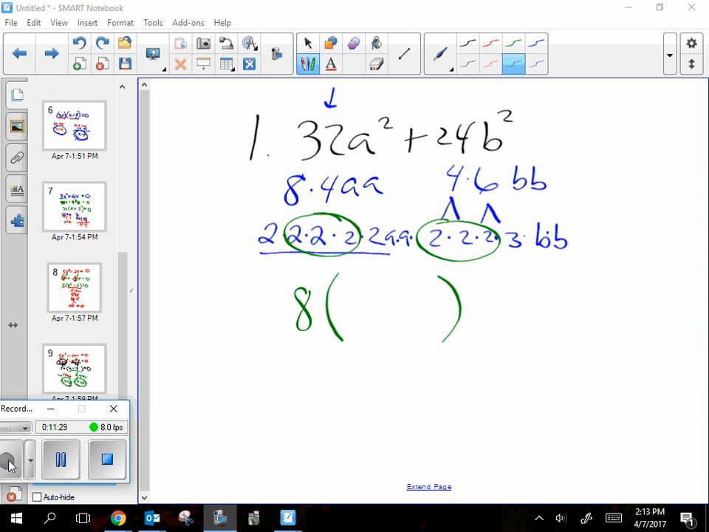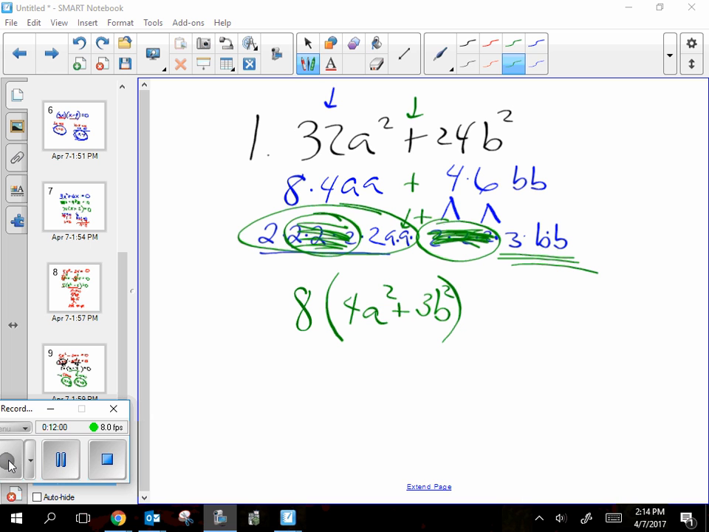Then, what's left? Once the 8's are gone, then what's left in here? 4a... No, that's not just 4a. 4 times a squared, because there were 2 a's. Okay? And then over here, what's that? Minus... 3. 3b squared. And there's a plus there. So this has always been plus the whole way. Plus.